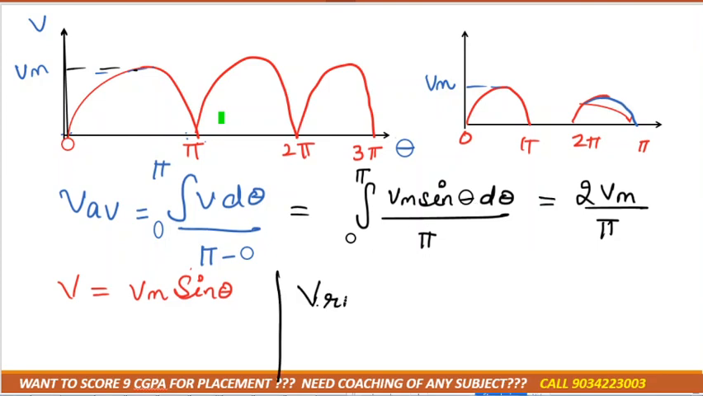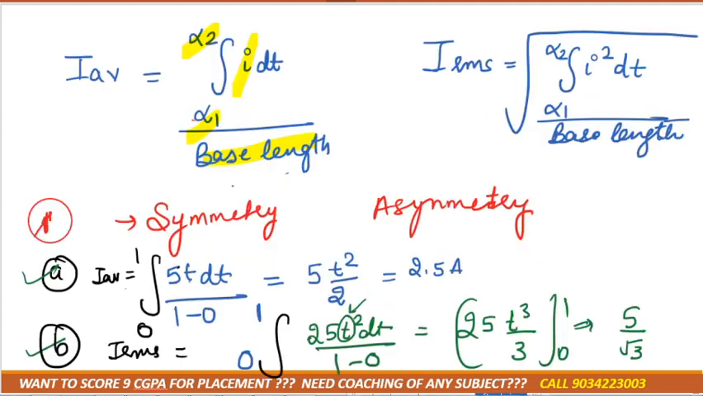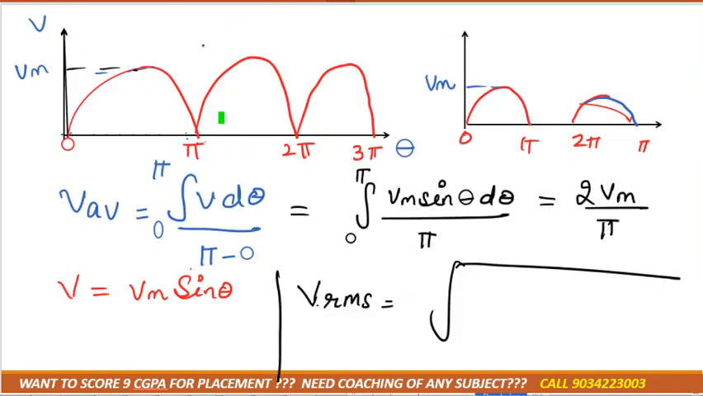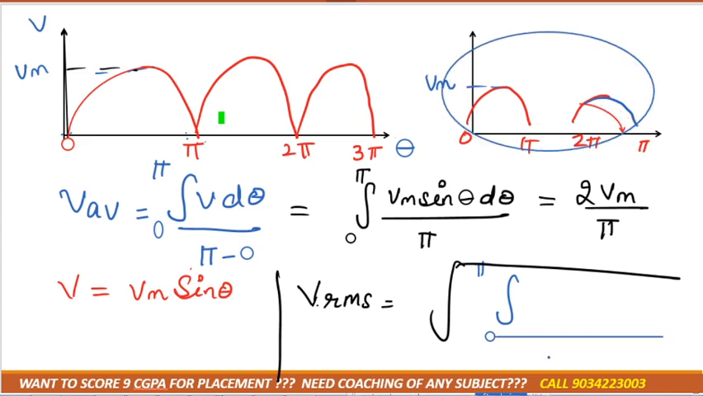Next one is the Vrms. Again in the Vrms we'll use the same formula, that is root, and its limit varies from 0 to pi. Correct? Now there is a difference in the base length, right? How much is the base length in this case? If we take it, base length is how much? That is 2 pi minus 0.